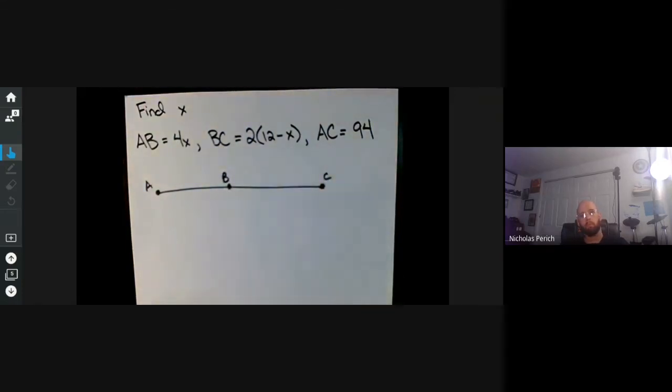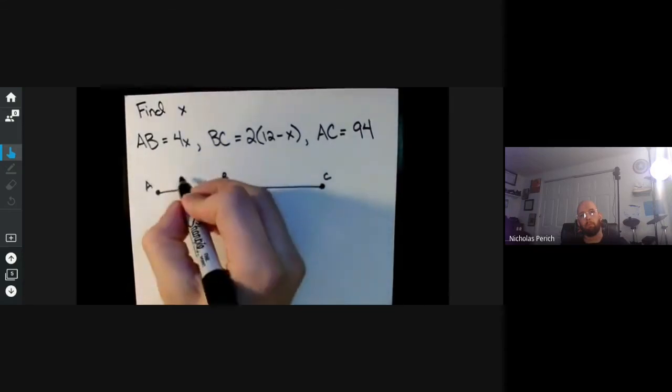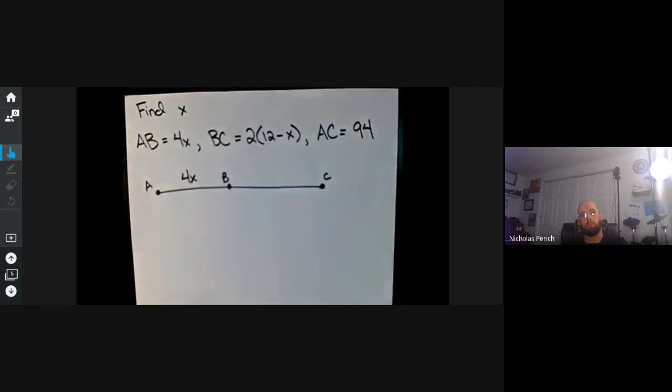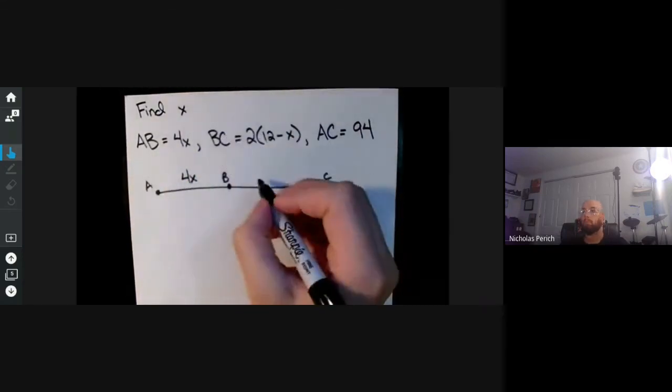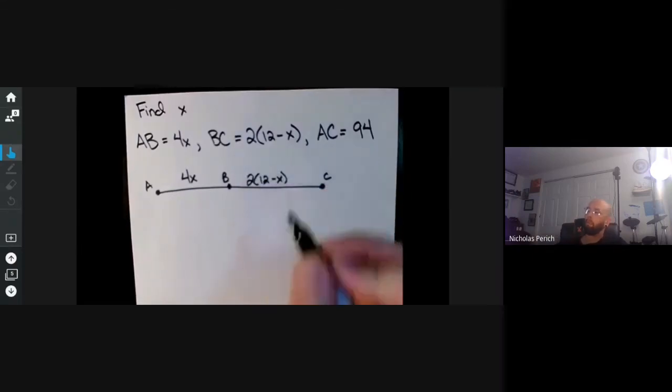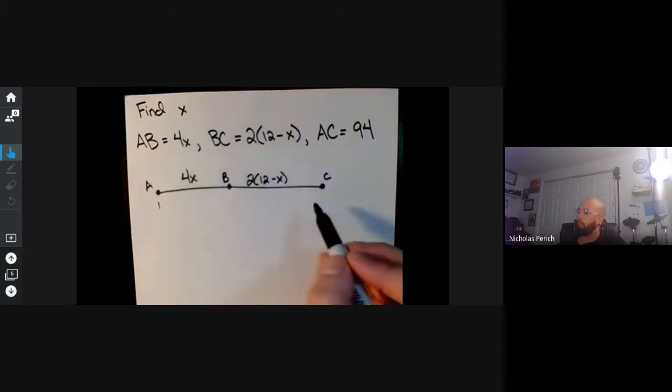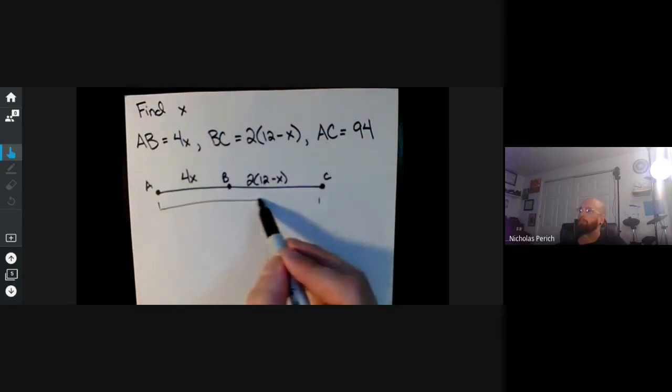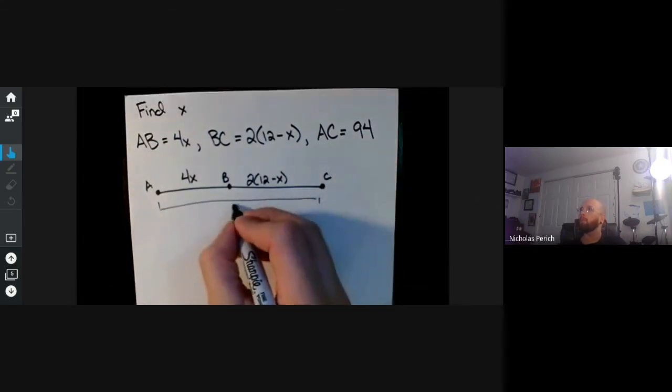What I do know is between A and B, I have 4X. In between B and C, I have 2 times the quantity 12 minus X. And the whole thing, the whole shebang, is 94.